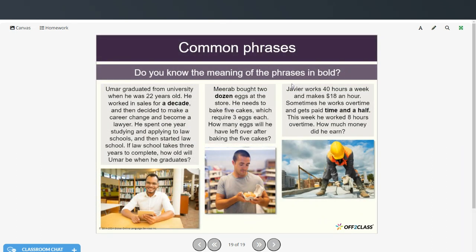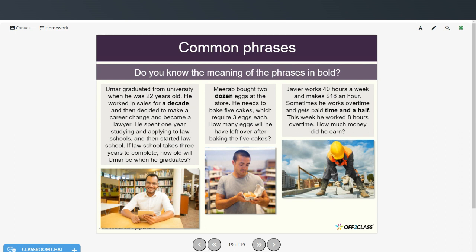All right, and then do you know the meaning of the phrases in bold? So Umar graduated from university when he was 22 years old. He worked in sales for a decade and then decided to make a career change and become a lawyer. He spent 1 year studying and applying to law schools and then started law school. If law school takes 3 years to complete, how old will Umar be when he graduates? Well, a decade is 10 years.